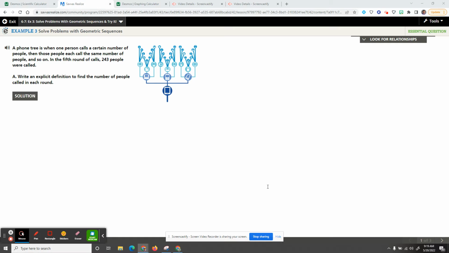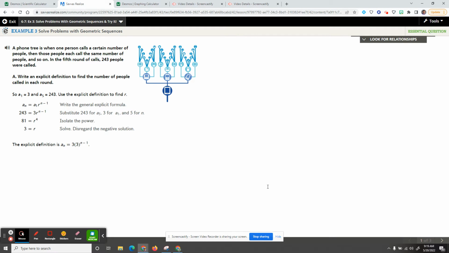So we're going to write an explicit definition to find the number of people called in each round. What we know here is that in the fifth round, 243 people were called. In the first round, 3 people were called. So we're going to start by writing a general explicit formula. So a sub n is equal to a sub 1 times r raised to the n minus 1. 243 is the amount of people called in the fifth round. 3 is the amount of people called in the first round. So that's your formula there.